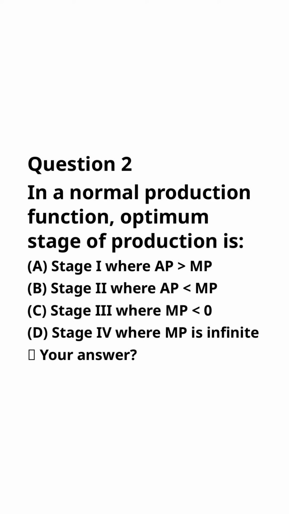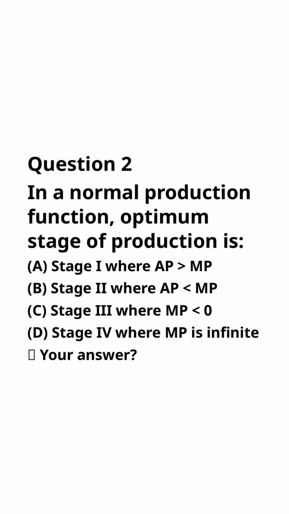In stage II, the key point is that the average product, or AP, is still less than MP. Here, MP is decreasing but remains positive, so output is still increasing at an increasing rate, just at a decreasing rate. Finally, in stage I, the scenario is where AP is greater than MP. In this initial stage, both AP and MP are increasing, and the production process is most efficient. The optimal production point generally lies in this stage, where MP is at its maximum and the firm is making the best use of its inputs.